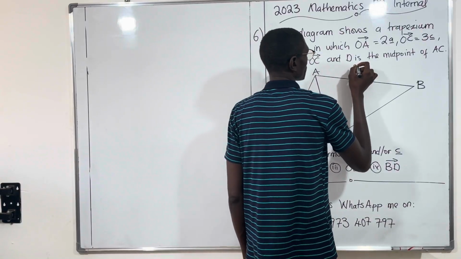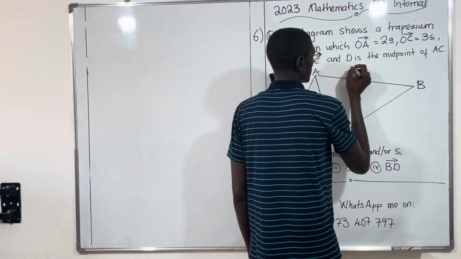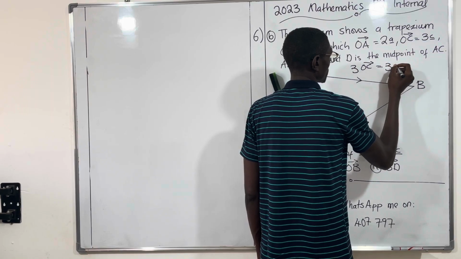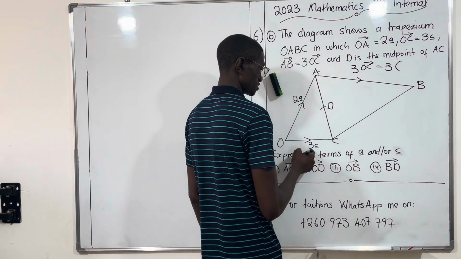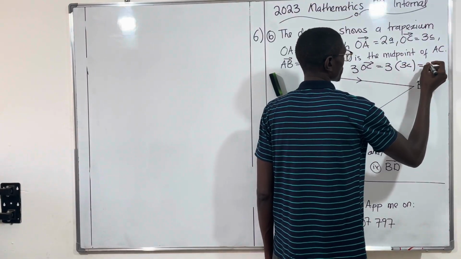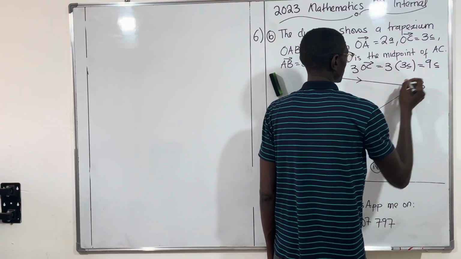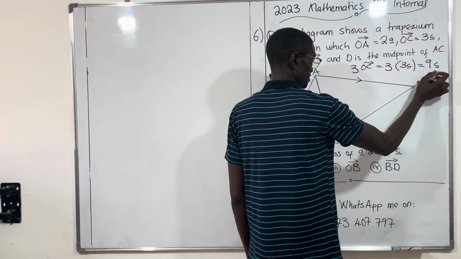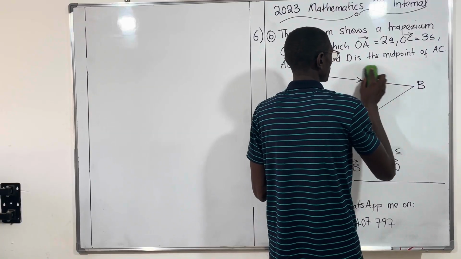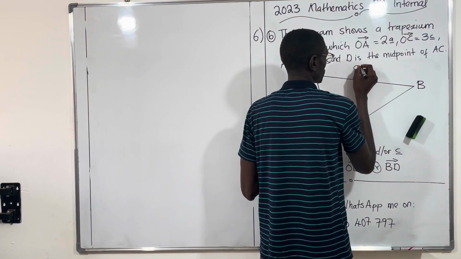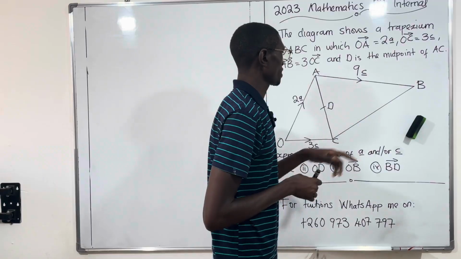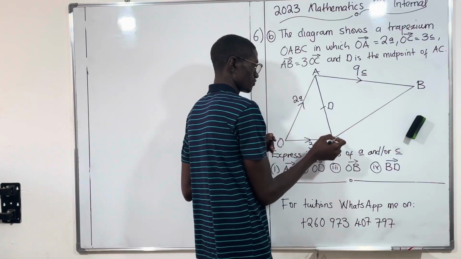So what this means is that AB, this vector, is 3 times vector OC. So now what is vector OC? Vector OC is this one here, which is 3 vector C. So when we expand here, we're going to get 3 times 3 vector C. It's going to give us 9 vector C. So the value for AB is actually 9 vector C. So we can actually plug in that value in advance. So AB is therefore going to be equal to 9 vector C. And then we're told D is the midpoint of AC.